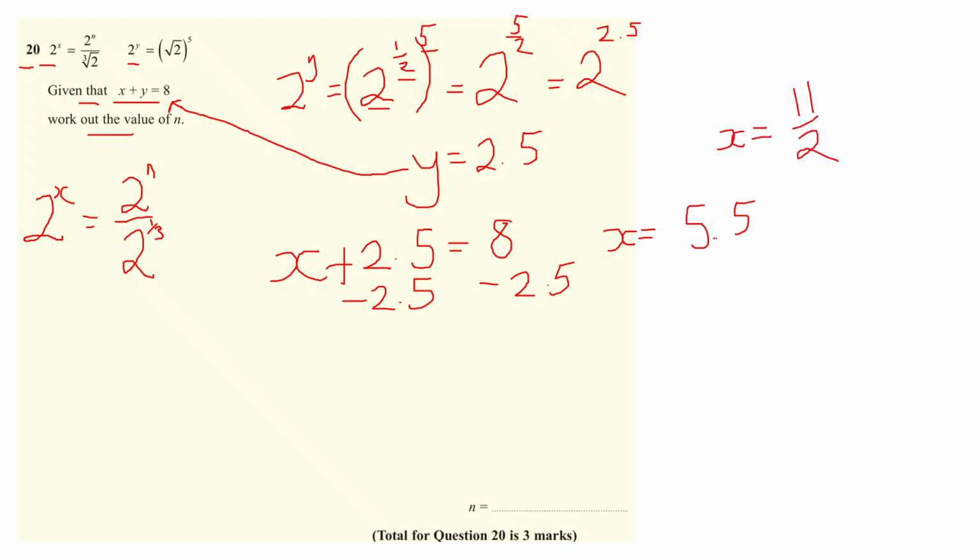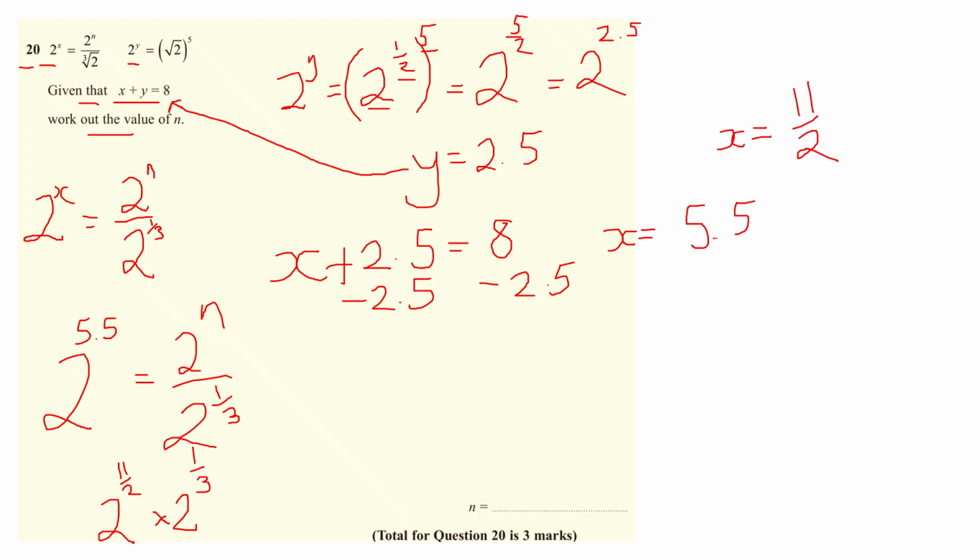Now, how is it going to help me? Well, to work out the value of n, now we know what x is. So we're going to have 2 to the power of 5.5, 11 halves, is equal to 2 to the n divided by 2 to the power of a third. Now, if I rearrange this to make 2 to the n the subject, I multiply both sides of my equation by 2 to the power of a third. We're going to get 2 to the power of 11 halves multiplied by 2 to the power of a third is equal to 2 to the power of n.